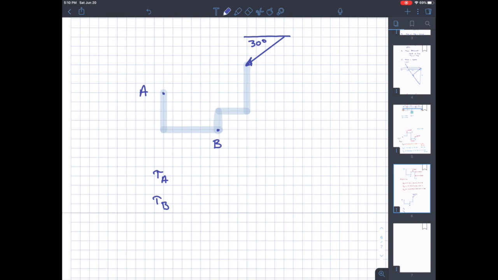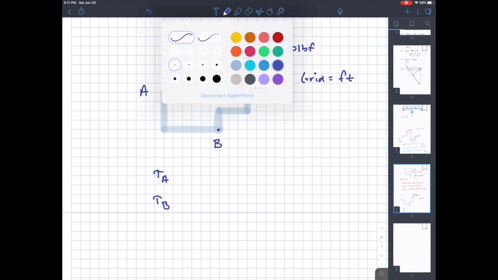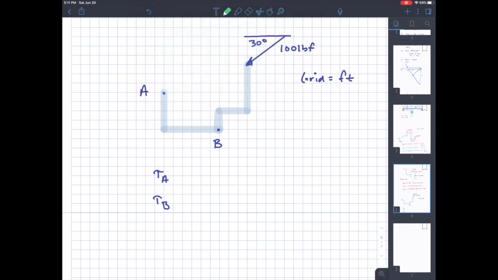Let's also assume this is a 100-pound force, and that the grid is showing feet, so the resulting torque would be in foot-pounds. The idea here is that you simply need to resolve the force into its horizontal and vertical components, and then do the same thing that we did before. I'm going to put this in green.